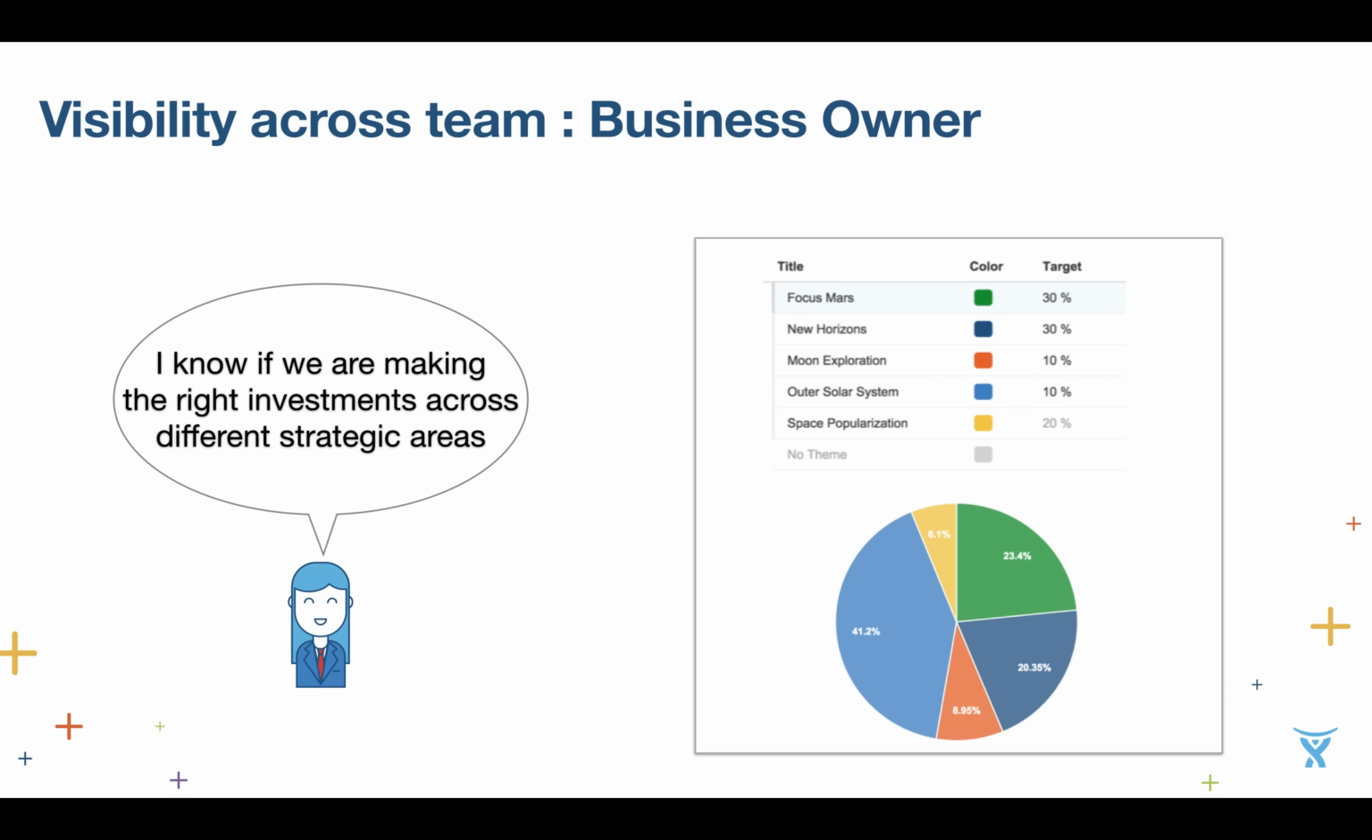On one side, we have the business owner, where they are able to see that the proper investment is made in the strategic areas as planned. So you get the oversight of which particular area the resources are being allocated and at what percentage these resources are being allocated as well.